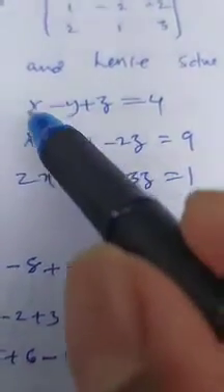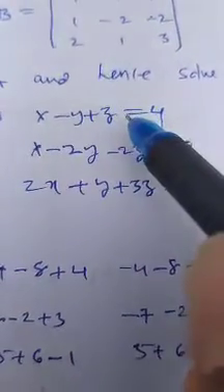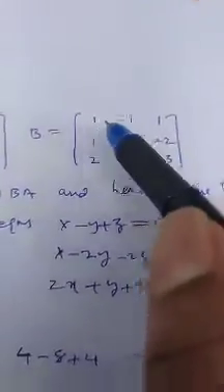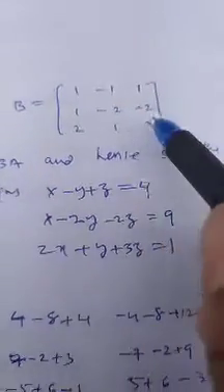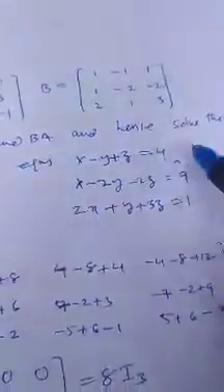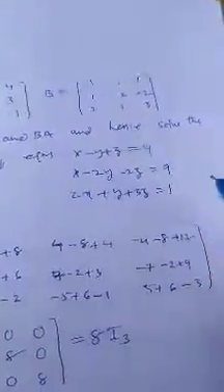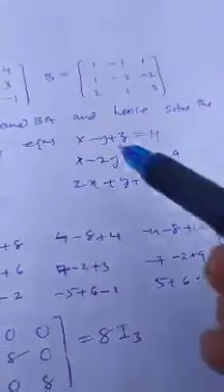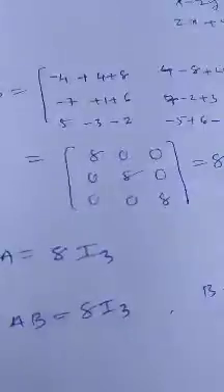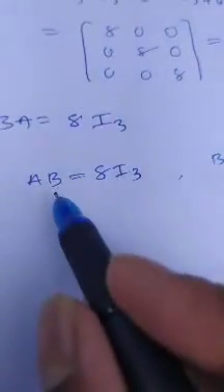Observe the system of equations. Coefficients are 1, minus 1, plus 1, first row. And observe the B matrix, 1, minus 1, plus 1. Second equation, 1, minus 2, minus 2. And in B also 1, minus 2, minus 2. So capital B is the coefficient matrix. Okay. So to solve this equation, we need B inverse. After multiplying B inverse with the constant matrix, you will get the variable matrix. So here we need B inverse.